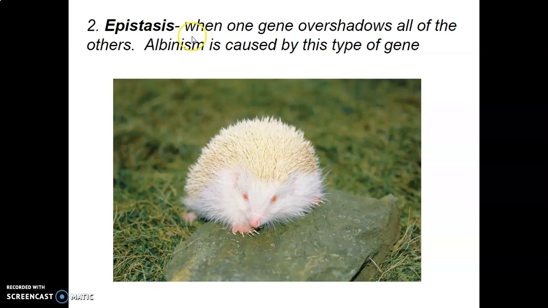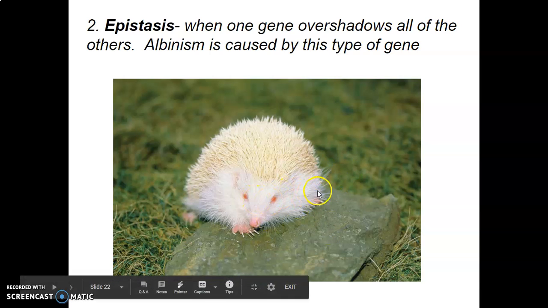But what happens is, when this one gene for albinism is turned on, all the other ones don't matter. This little hedgehog, porcupine, whatever he is here, may have been brown or gray or something like that if all the other genes had been turned on, but the one for albinism was. So it trumps, it overshadows all the other ones. They're meaningless. They're still in his genetic code, or hers, but they don't show up in the phenotype.